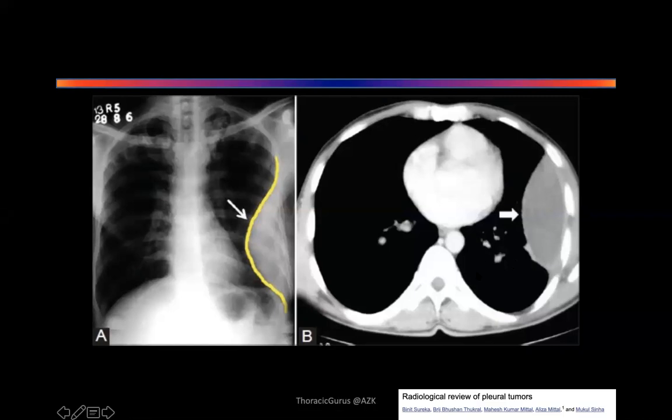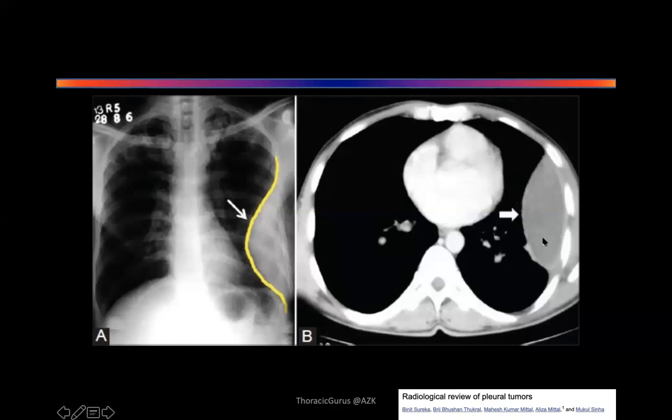This is a non-contrast enhanced CT chest, which is showing that there is a lesion which is abutting the chest wall. It has clear regular margins, and it is a homogeneous opacity. Subpleural. It looks like it is covered with the pleura, parietal pleura.